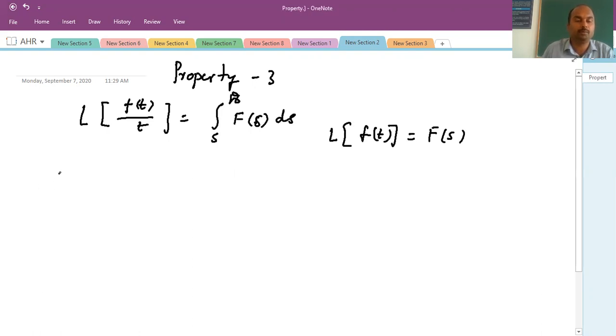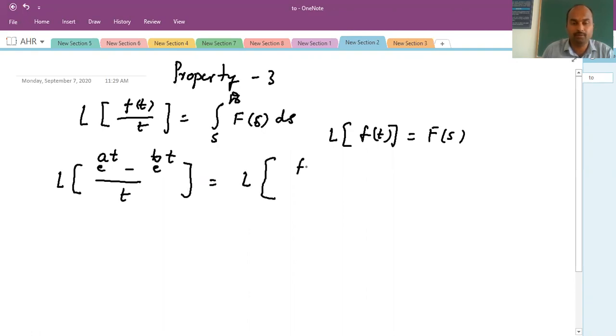So I'll explain this property with an example. Find the Laplace transform of (e^(at) minus e^(bt)) by t. So you compare this with Laplace transform of f(t) by t. When I compare these two, what is f(t)? It is e^(at) minus e^(bt). Write its Laplace transform.